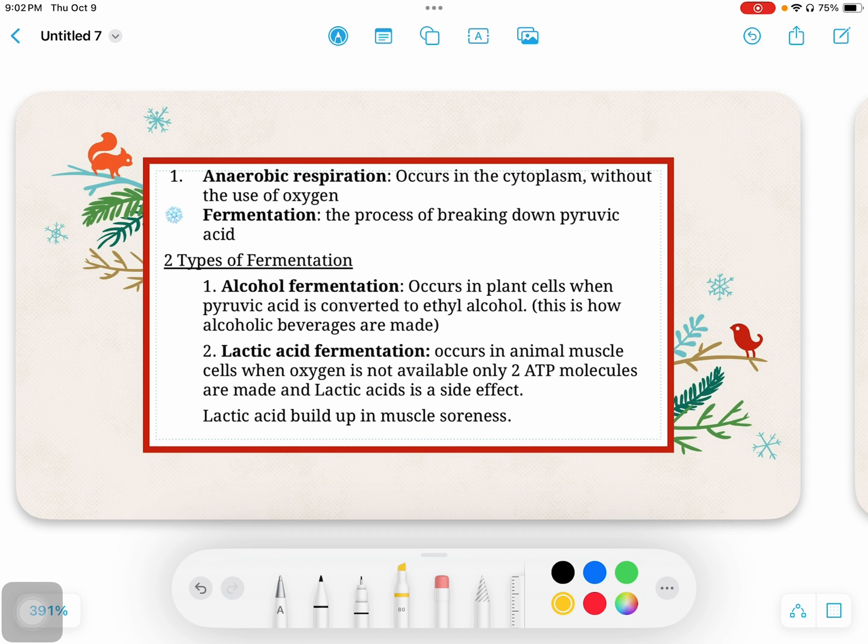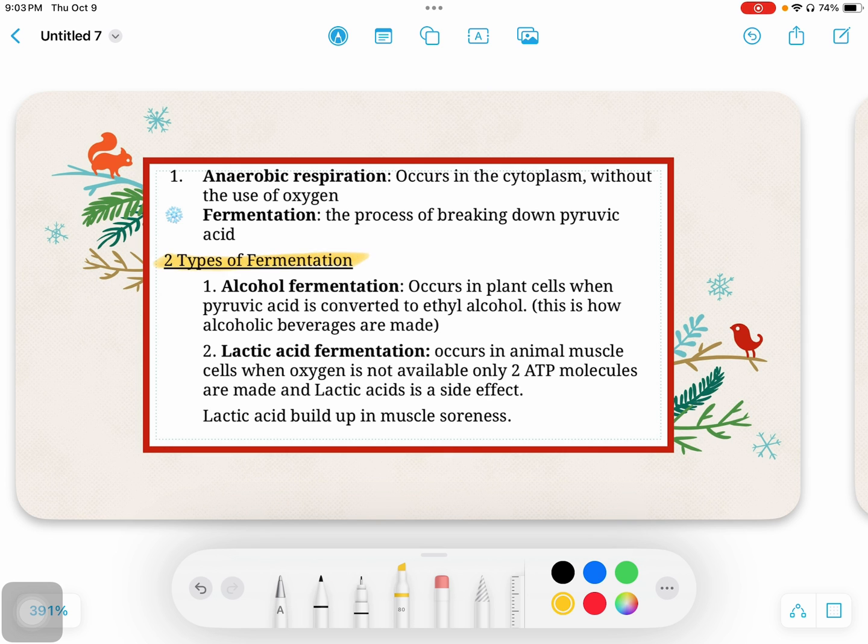So this is going to occur in the cytoplasm of the cell without the use of oxygen. So no oxygen is present. It is just looking at breaking down that pyruvic acid. So what's happening is something known as fermentation. You'll hear a lot of times fermentation, especially used for making miso, pickles, things like that, where they need to ferment, or the making of alcohol. It's basically breaking down pyruvic acid that is created after glycolysis, and then it goes through this fermentation process to create certain byproducts.